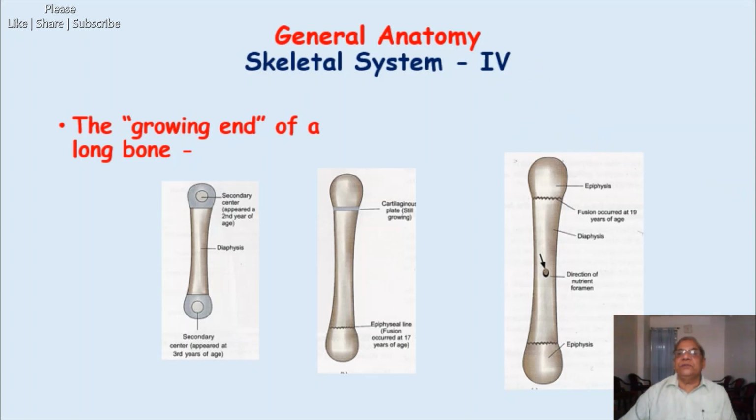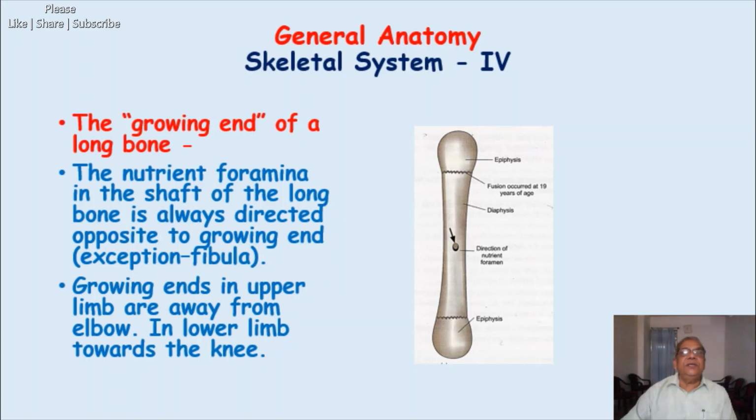So I am moving to the next slide. Now see here in this slide, what we have seen is that the nutrient foramina in the shaft of the long bone, which is in the diaphysis, somewhere in the middle of the shaft, is always directed opposite to the growing end. See, this end was the growing end, the upper end, because the secondary center appeared here in a child at the second year of age and fused at the 20-year age. So this end is the growing end.